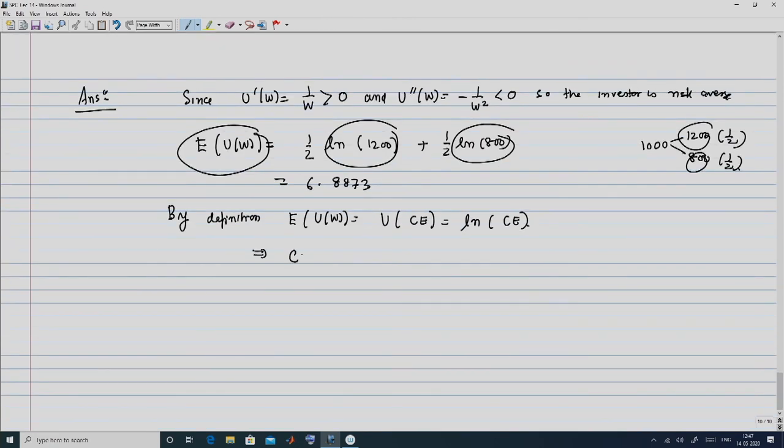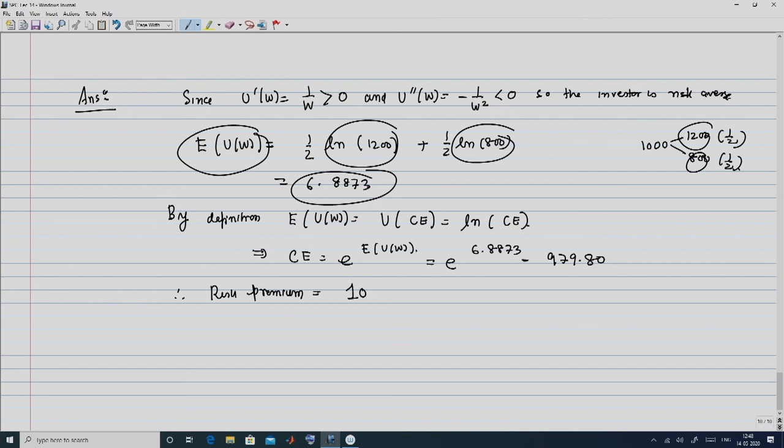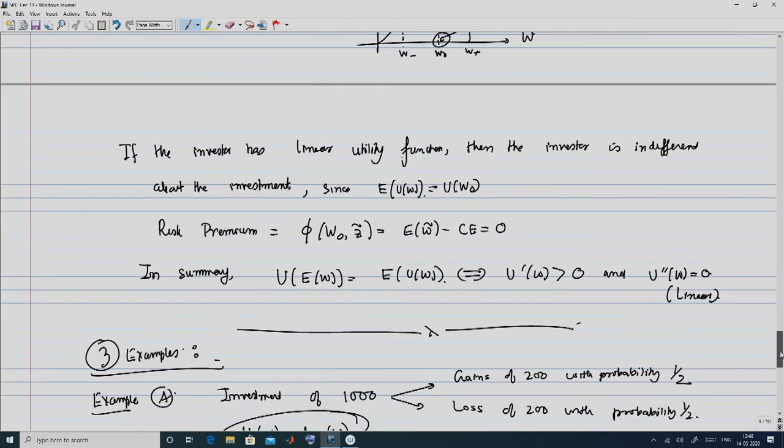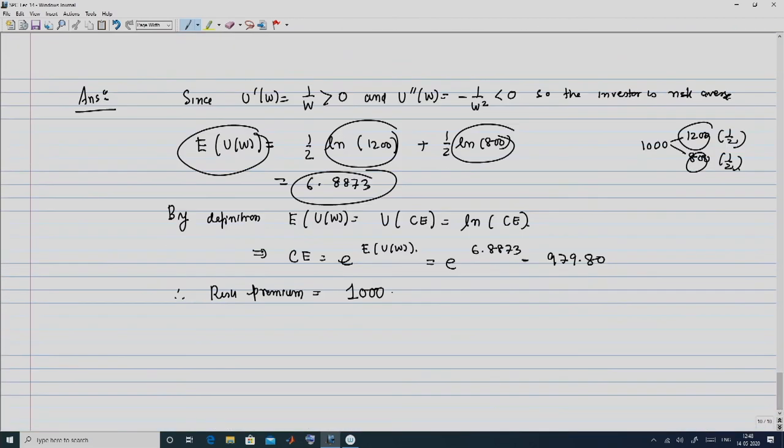So, what does this mean? This means that certainty equivalent is going to be e raised to the expected utility. And what is the expected utility? This is going to be e raised to 6.8873, and this turns out to be 979.80. And therefore, the risk premium is going to be the original amount, all right, minus the certainty equivalent 979.80, which is 20.20.